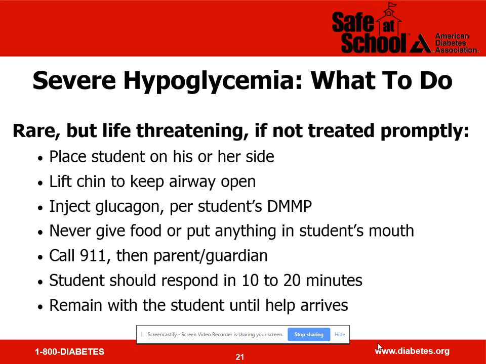Place student on his or her side, lift chin to keep airway open, inject glucagon per student's plan. Never give food or put anything in the student's mouth. Call 911, then the parent or guardian. Student should respond in 10 to 20 minutes. Remain with the student until help arrives.